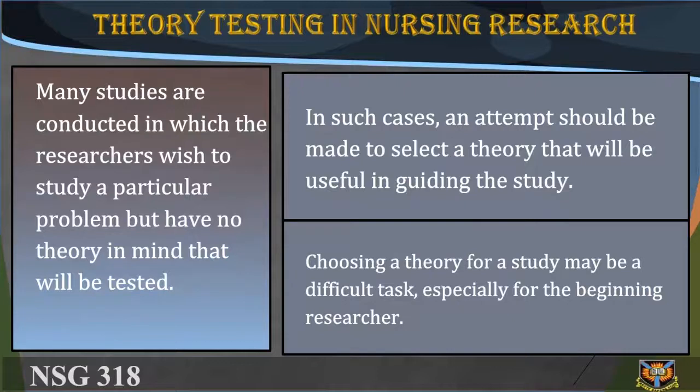Many studies are conducted in which the researchers wish to study a particular problem but have no theory in mind that will be tested. In such cases, an attempt should be made to select a theory that will be useful in guiding the study. Sometimes, more than one theory might be appropriate, but the researcher should choose the one that seems to describe and explain the relationship within the study variables better than other available theories.